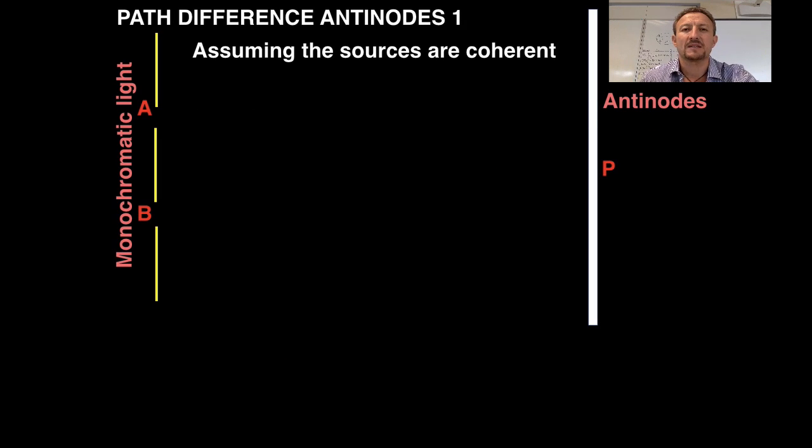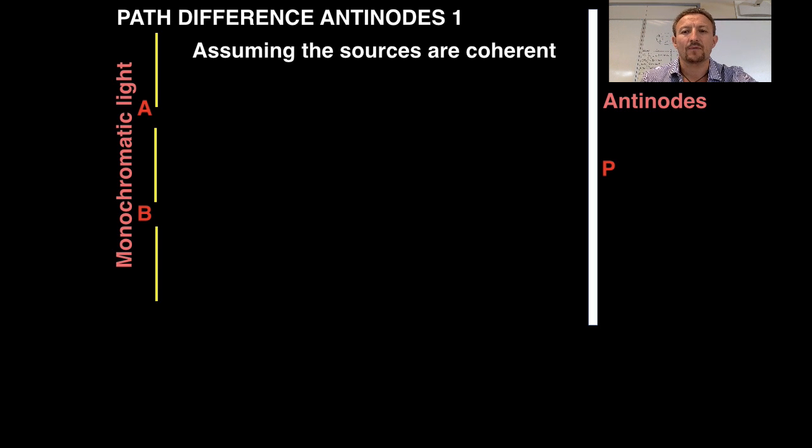Now path difference basically can be utilised to determine whether an object sitting at a specific position from a two-point source is going to be sitting on an antinode or a nodal point. Okay, so what we're going to do is use the idea of having monochromatic light here, and we're going to look at what is going to be produced on the screen.